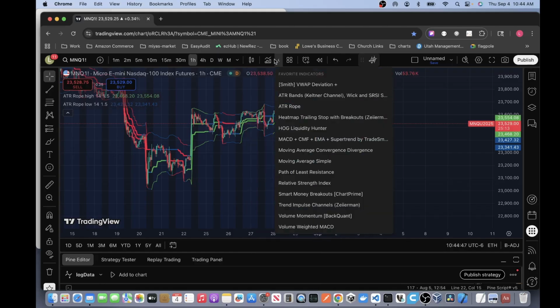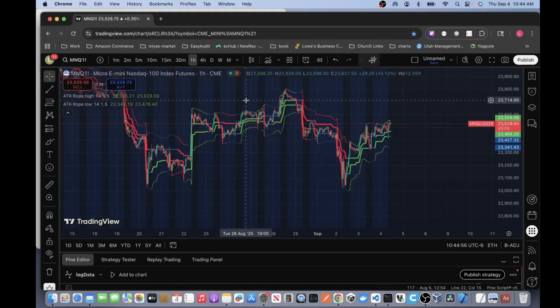One really good one is the VWAP deviation. When you use the ATR rope and the VWAP deviation, you can use the VWAP deviation as the source of the ATR rope, and then you can look at the different time frames, and it's fascinating. I'm gonna save it for another video, because otherwise this video will be way too long.